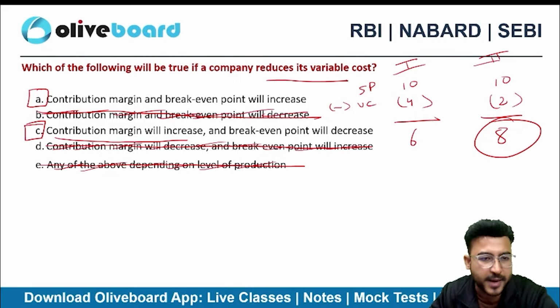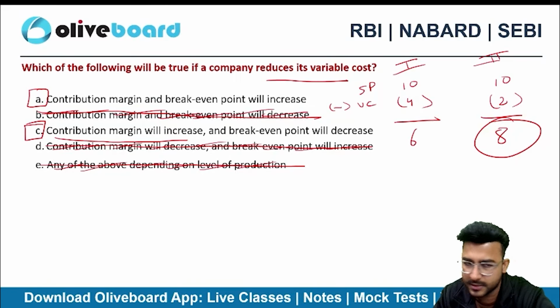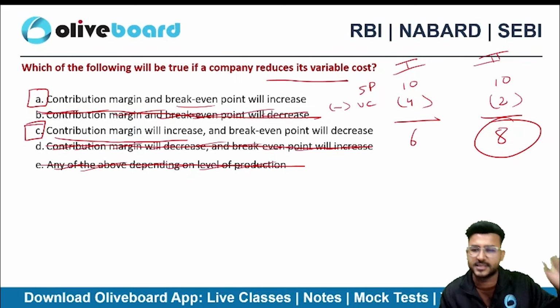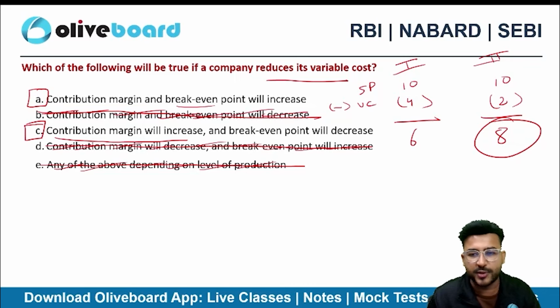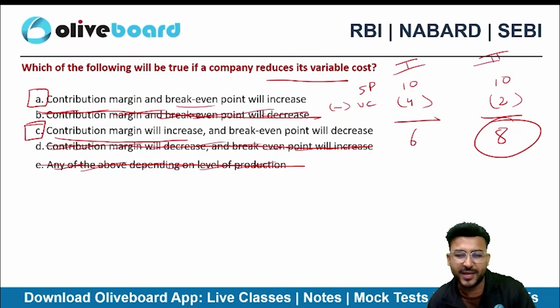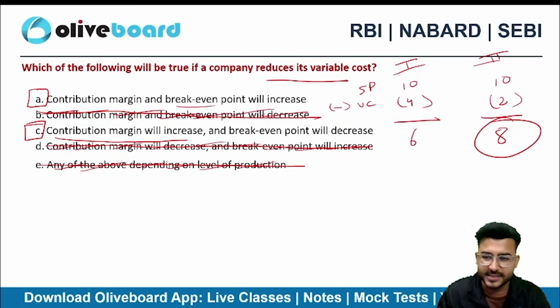Now the first part, contribution margin will increase, is correct in both the cases. But what about the break-even point? Can you guys tell me the formula to calculate the break-even point in units? Anyone? Let's see how many of you remember the formula.